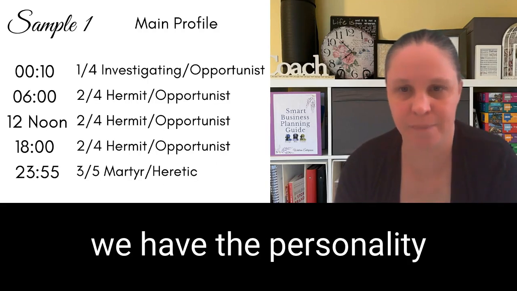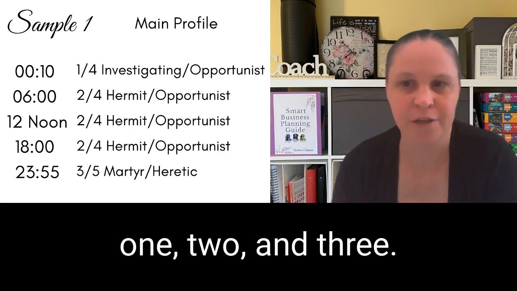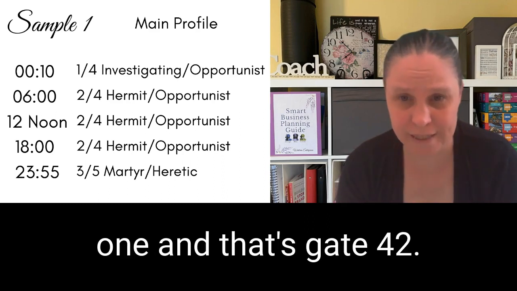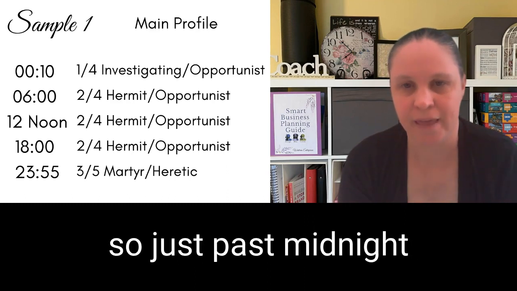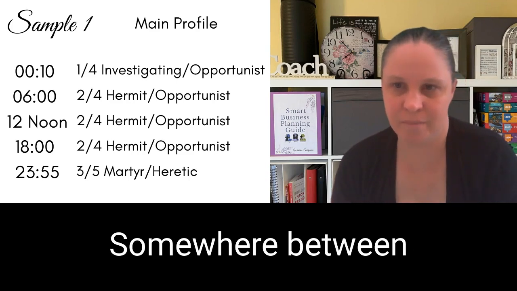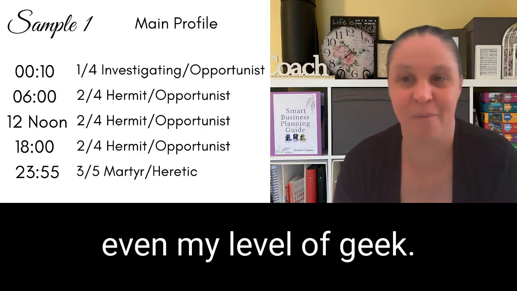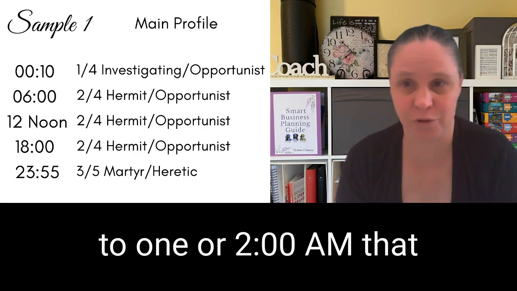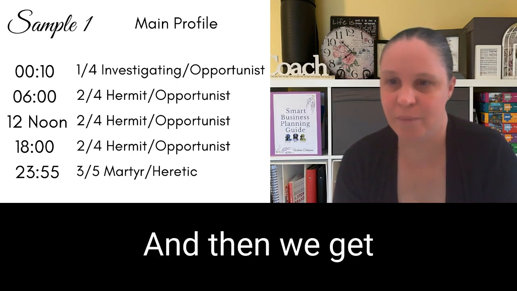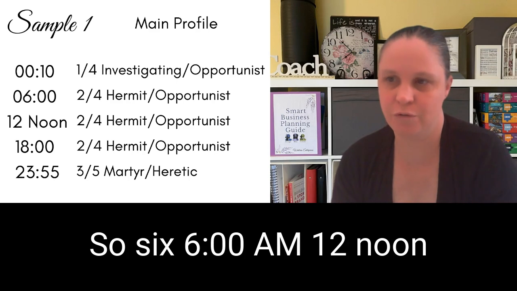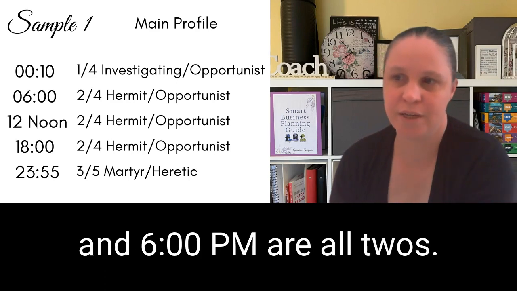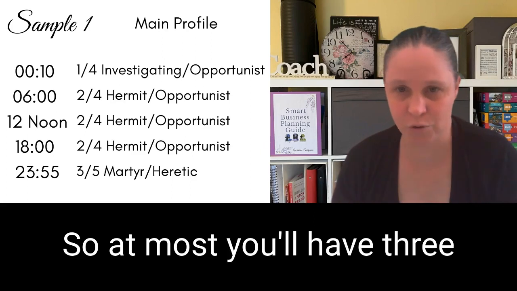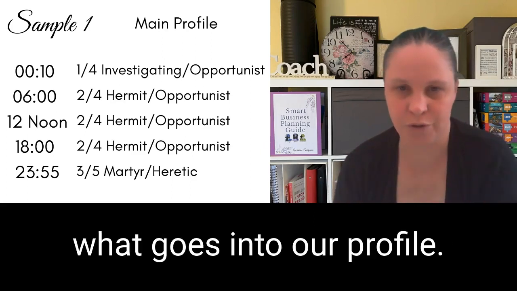In sample number 1, we have the personality sun moving through 1, 2, and 3. So at 10 minutes past midnight, it is in line 1, and it's gate 42 in this instance. That's almost beside the point. Somewhere between midnight and 6 a.m., and I'm not going to look up the geeky details because that's going beyond even my level of geek, it shifts to line 2. I'm going to guess that it does it probably closer to 1 or 2 a.m. And then we get 2 consistently, so 6 a.m., 12 noon, and 6 p.m. are all 2s, and then at 5 minutes to midnight, 23:55, we get to a line 3. So at most, you will have 3 lines from the sun, which is what goes into our profile.